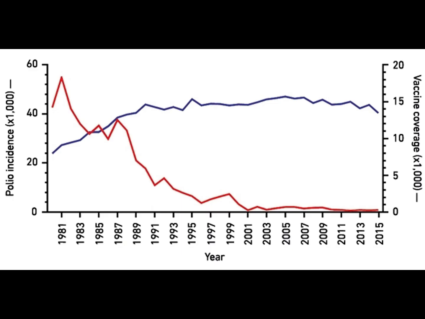So if we look at the graph of polio cases against polio vaccinations from the year 1981 until 2015, we can see that as vaccinations increased, the incidence of polio decreased dramatically. And here, by the end of 2011 to 2015, there were barely any polio cases at all. This shows that there's a direct relationship between vaccination and immunity.